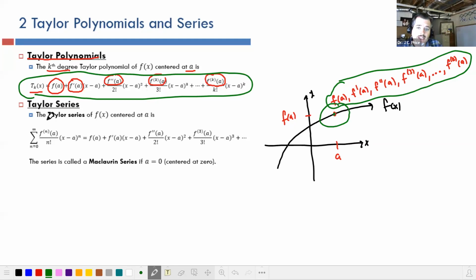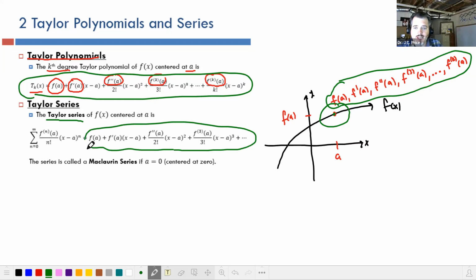So in the next lecture, we'll talk about Taylor series, which is when we let k go to infinity. And then you get basically the best polynomial type approximation. It's not really a polynomial, it's a power series. But that's the big idea, okay?